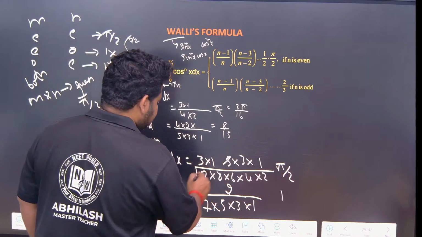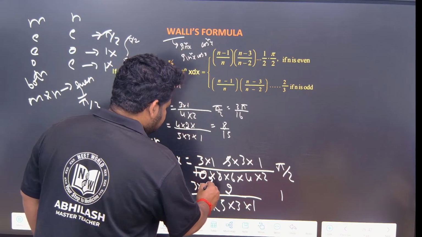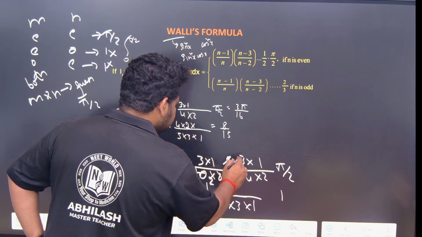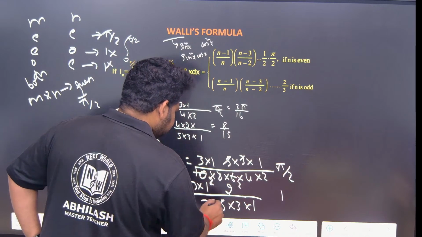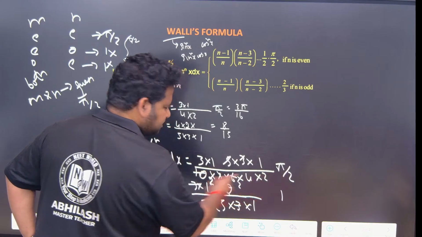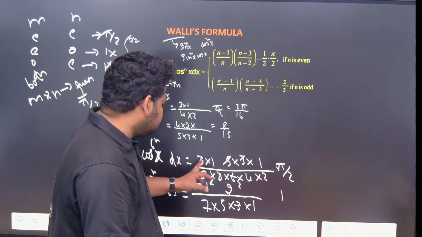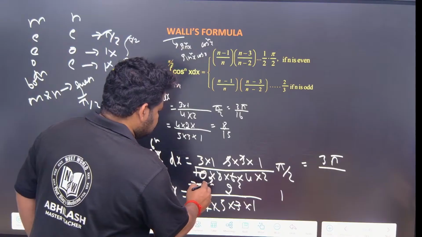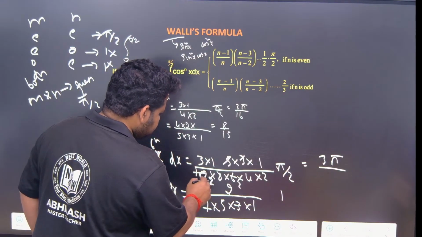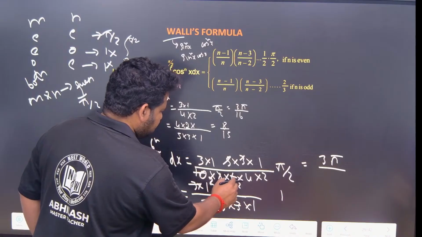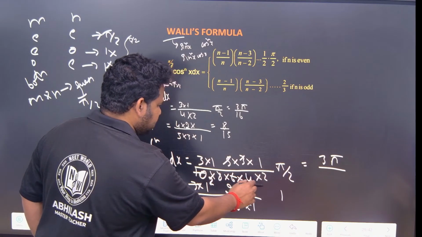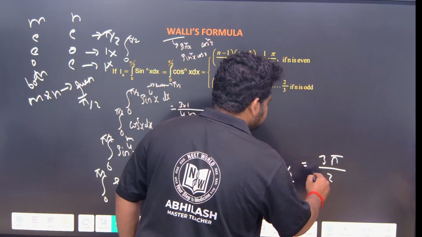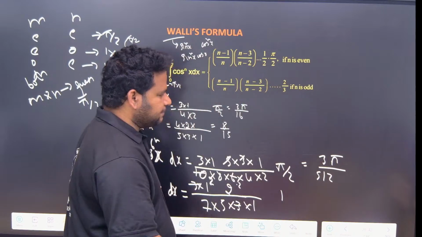Now what is the value? Can I cancel anything here? 5 ones are 5, 5 twos are 10. This is what? 3 ones are 3, 3 twos are 6. Okay, this is what? 3 ones are 3, 3 threes are 9. So just find out the value. This will be 3 pi by, what is this we are having? 2 twos are 4, 4 fours are 16, 16 twos are 32, 32 twos are 64, 64 into 8. 8 fours are 32, 8 sixes are 48, 512. Okay, 3 pi by 512 we will get.